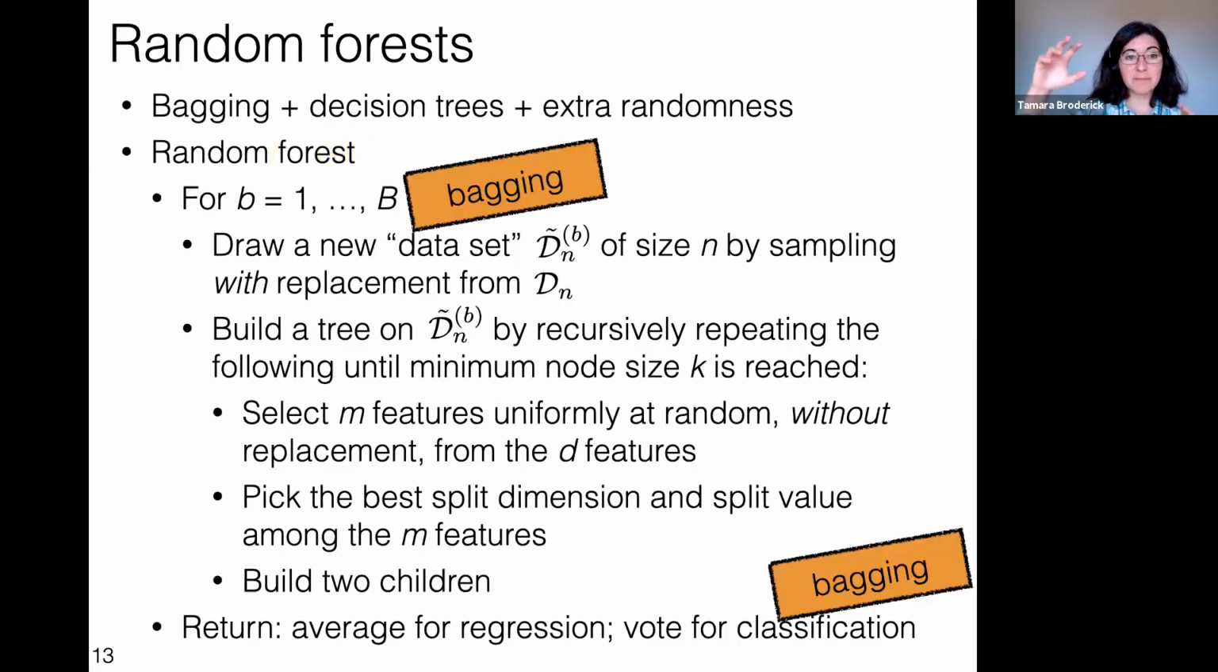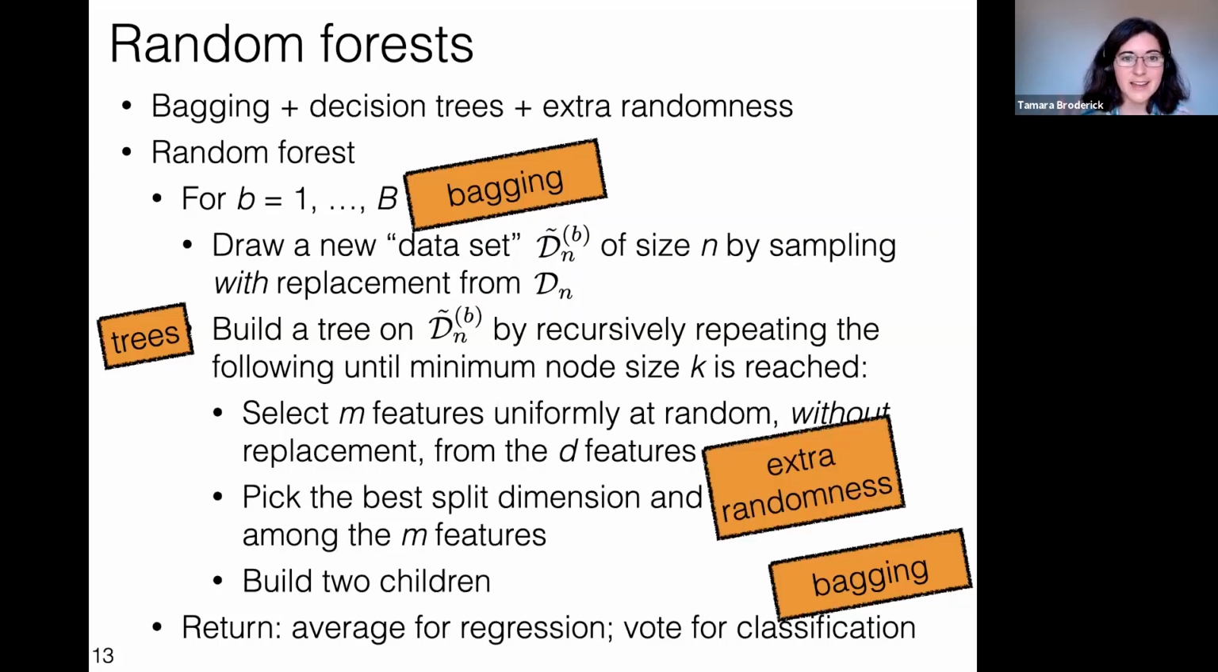Okay, and so to recap, the bagging part was that we drew all these different data sets, and then we averaged them over for regression or voted for classification at the end. The trees part was that we chose trees as our predictor. We could have chosen something else with bagging. It's not specific to trees, but here we chose to use trees. And then the extra randomness was that we didn't just use any features as we would normally for trees, where we consider all the features. We just concern ourselves with these M uniformly at random features.